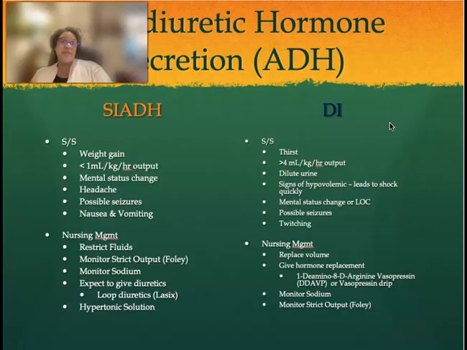The main one that we use is DDAVP. Make sure you know that one, and that usually is the hormone replacement for the damaged hormone feedback system. And so remember, this is a lack of the hormone, and so that is why we have to replace it. And it works like clockwork.